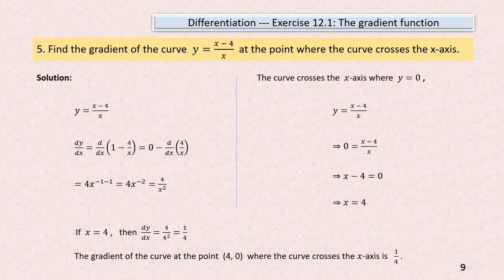Now follow the rest of the slides to understand how to solve the problems.